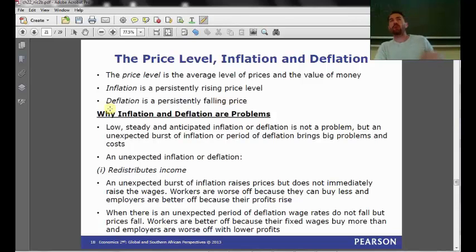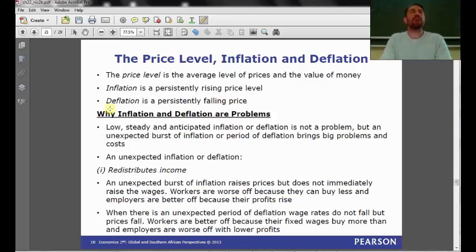Okay? So a rising level of inflation would mean that prices are increasing continuously at a faster and faster rate. That would be a rising level of inflation. A falling level of inflation would mean that prices are increasing but at a slower rate. Right?